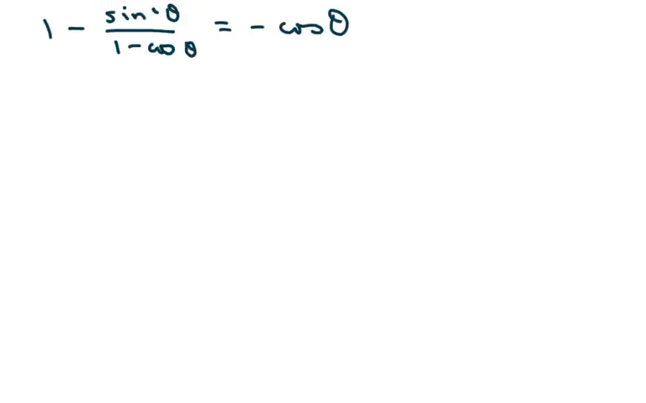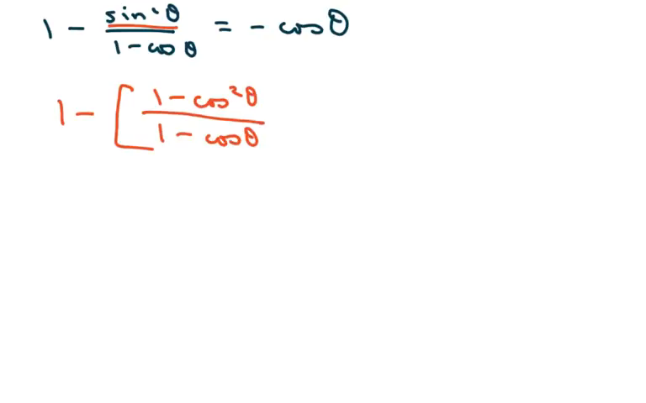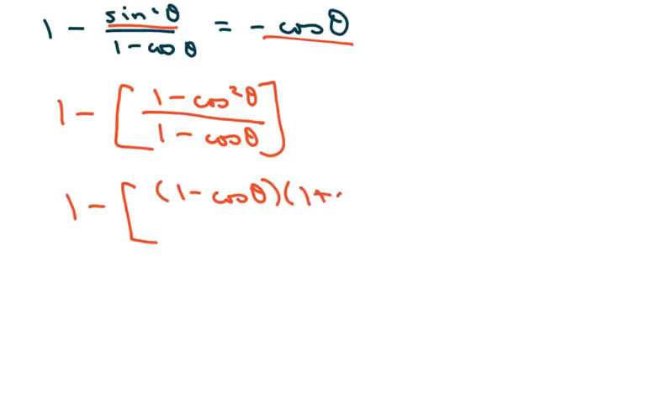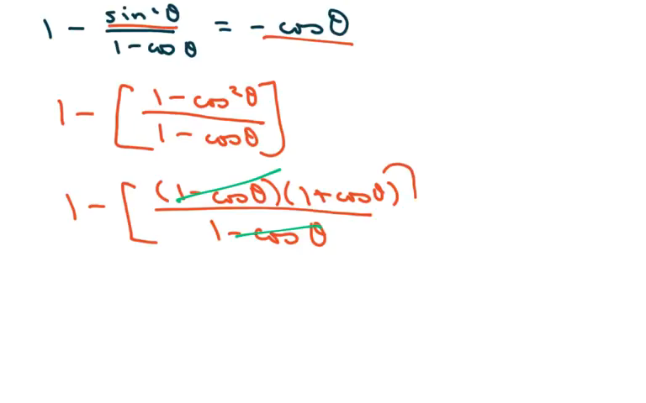The last one is the same thing, so I'm just going to write this as 1 minus cosine squared of theta over 1 minus cosine of theta. And this is our desired result. I'm going to use my factoring, the difference of squares. It has to be 1 minus cosine of theta times 1 plus cosine of theta over 1 minus cosine of theta. Now these two cancel.